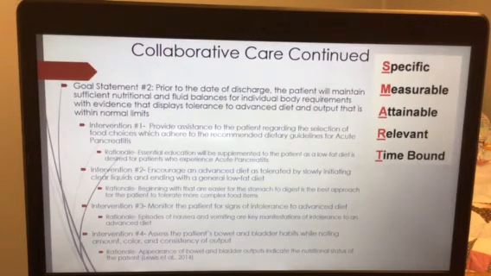Intervention number 3, monitoring the patients for signs of intolerance to that advanced diet. So again, paying attention to any episodes of nausea and vomiting that could indicate that the patient is not agreeing with the advanced diet. And intervention 4, assessing the patient's bowel and bladder habits while noting the amount, color, and consistency of output. Again, focusing on that output will tell us of our patient's nutritional status. So looking at the appearance of the bowel and bladder habits will help us decipher if the patient is receiving adequate nutrition.